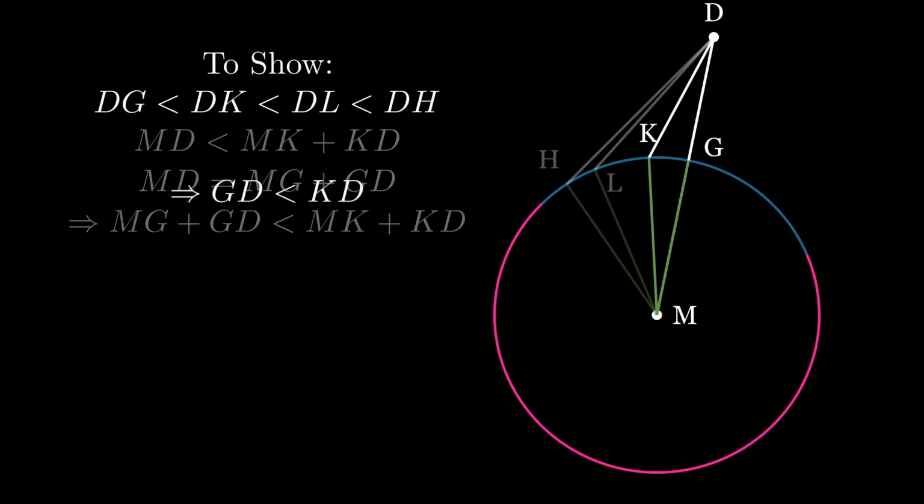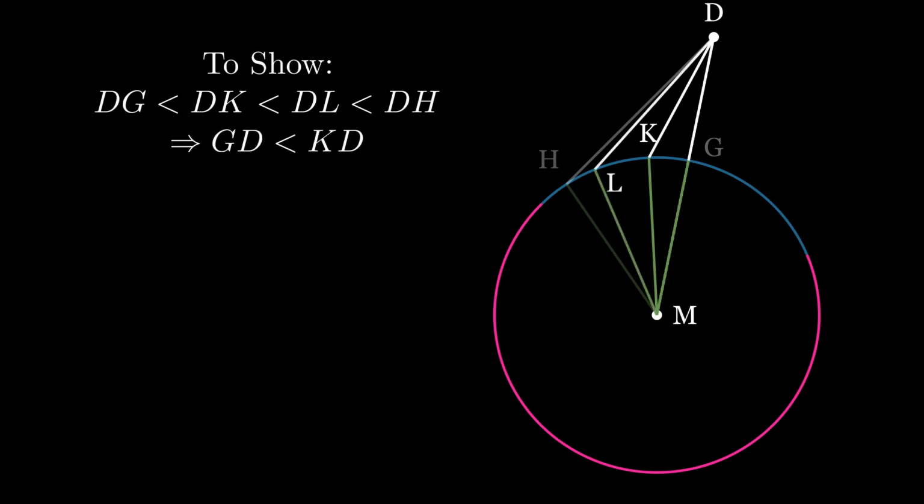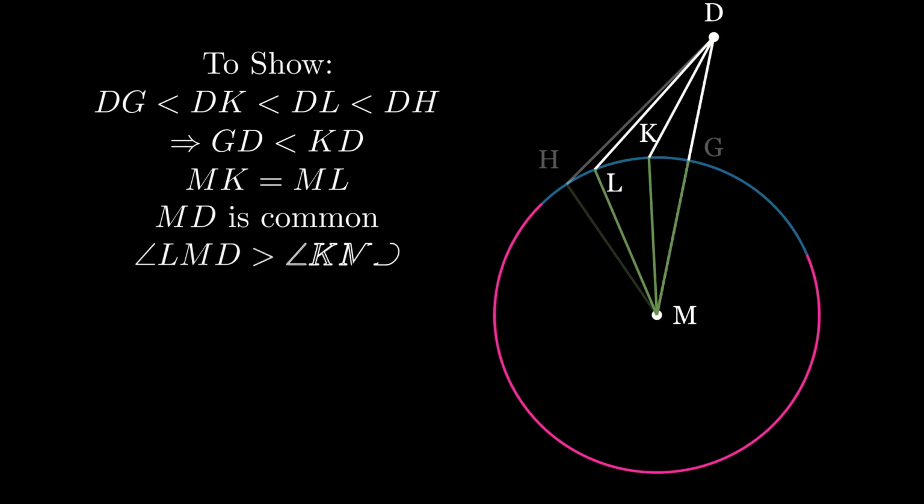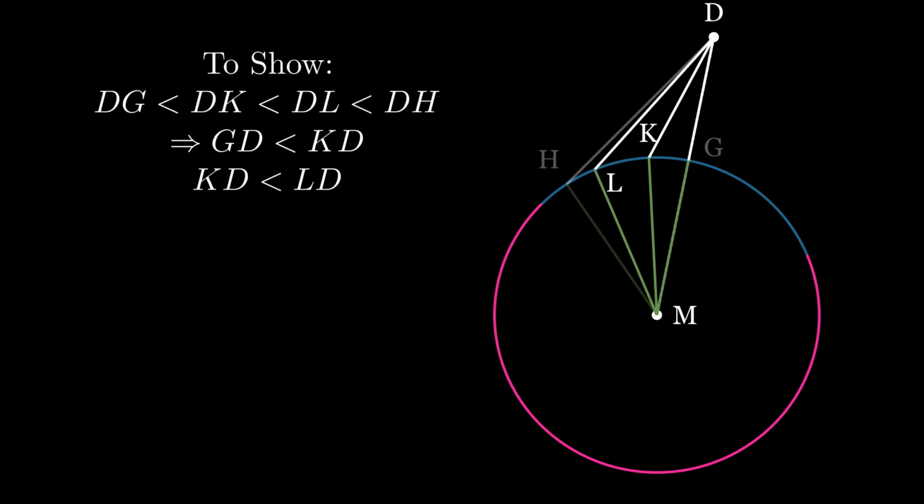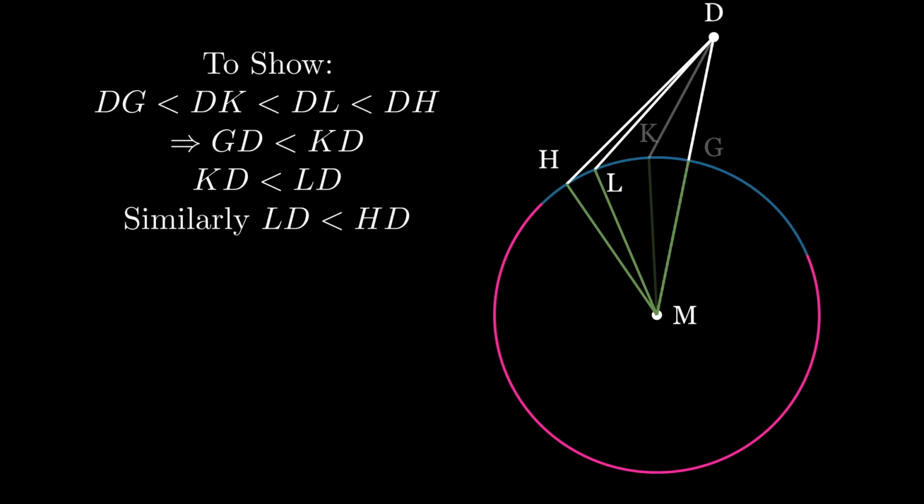Let's now prove that KD is less than LD. Noticing that we have two triangles, such that MK is equal to ML, and they both share MD, notice that angle LMD is greater than angle KMD. So we know that LD will be greater than KD, because it corresponds to a greater angle. We can similarly prove that HD is greater than LD. This proves the second part of the proposition.